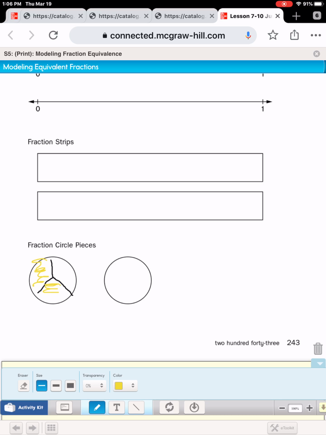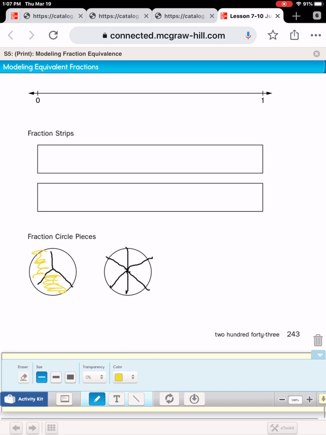1, 2. And then over here on my other circle, I want to break it into sixths. So I'd break it into thirds, and then each of those thirds gets broken again in half. It does not have to be perfect, friends. All right, and then if I shaded 4 of those sixths, I would say 1, 2, 3, 4. And you can see that the shaded part for 2/3 is the same as the shaded part for 4/6. 2/3 is equal to 4/6.